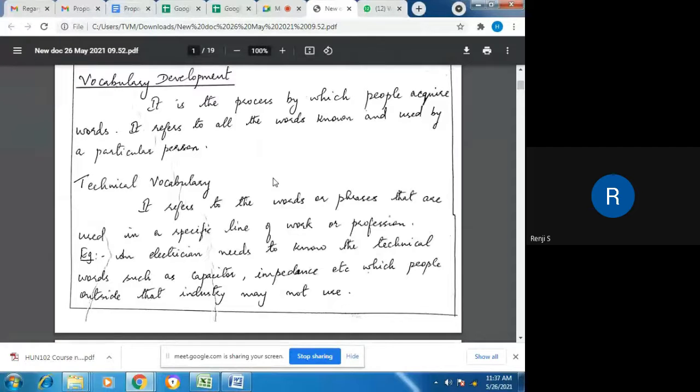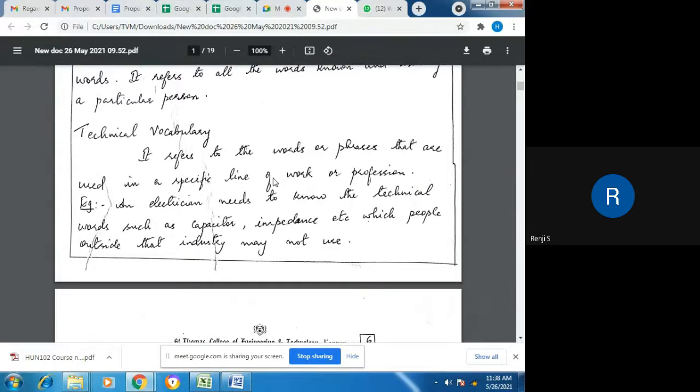So now vocabulary development is the process by which people acquire words. A person with a strong vocabulary will be able to use different words in his writing, and make his writing look more appealing to the reader. Vocabulary refers to all the words known and used by a particular person. Now here we are dealing with technical vocabulary. And technical vocabulary refers to words or phrases that are used in a specific line of work or profession.